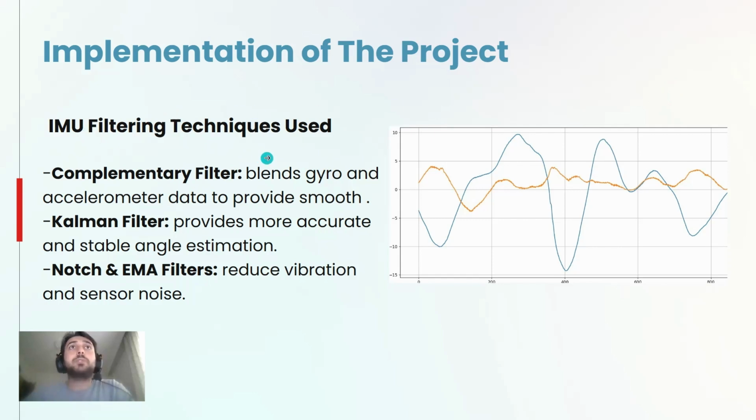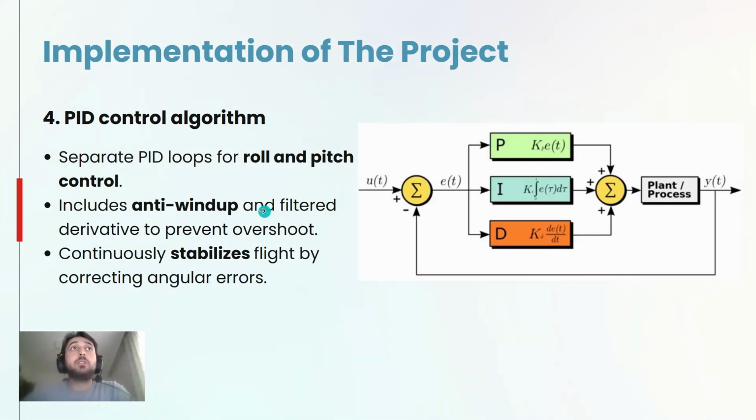When it comes to IMU filtering techniques, we used a complementary filter, Kalman filter, and notch and EMA filters to reduce vibration and motor noises. We can see the chart here, the filtered IMU values. For the PID control algorithm, we use separate PID loops for roll and pitch values, which include anti-windup control and stabilize the drone.